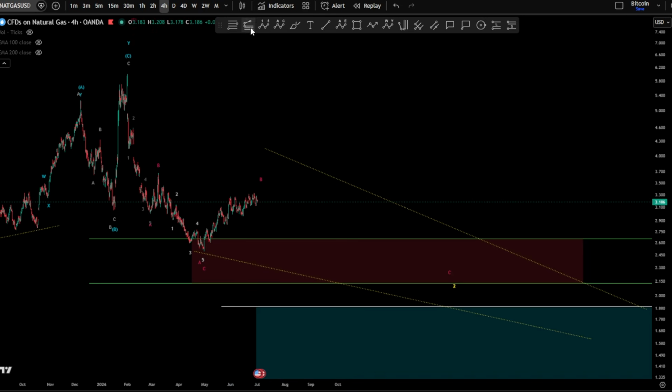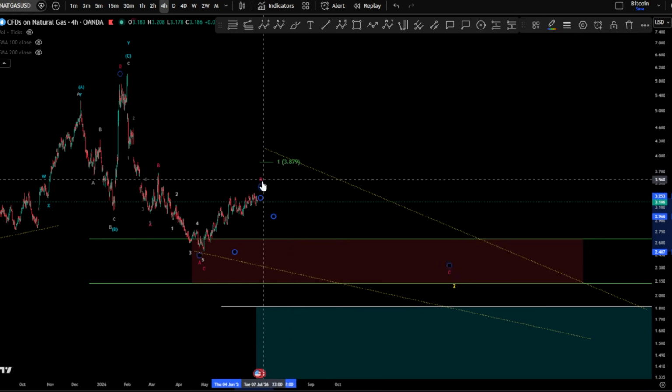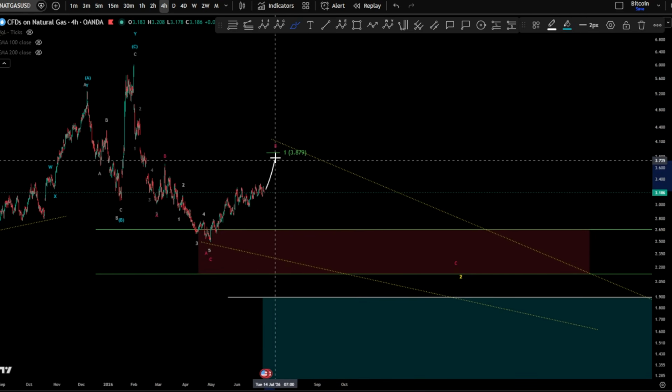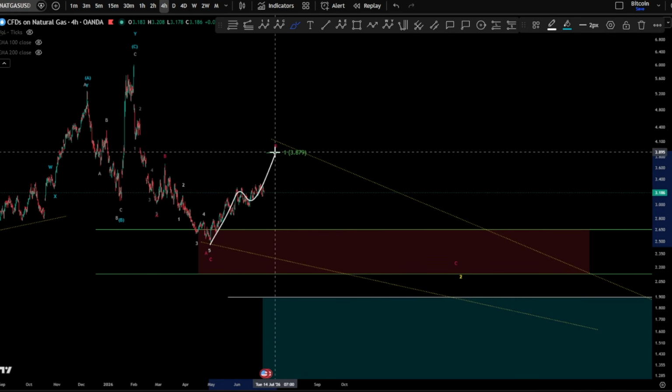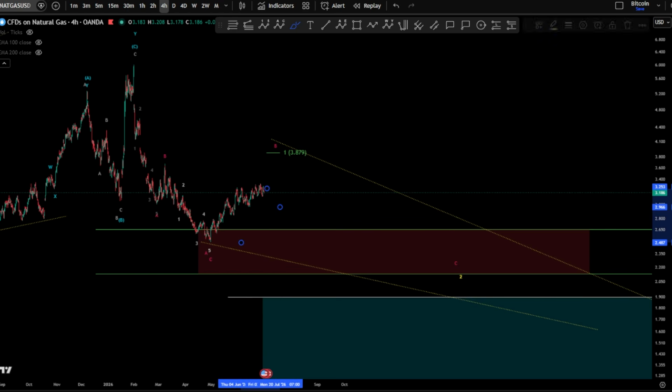If we want to have kind of like a target here, I would say let's watch the 1-to-1 Fibonacci level for a wave B, $3.87. Okay, this might be your zigzag there for the wave B, and then continuation for lower, in a potential ending diagonal, guys. That was it for the Natgas.